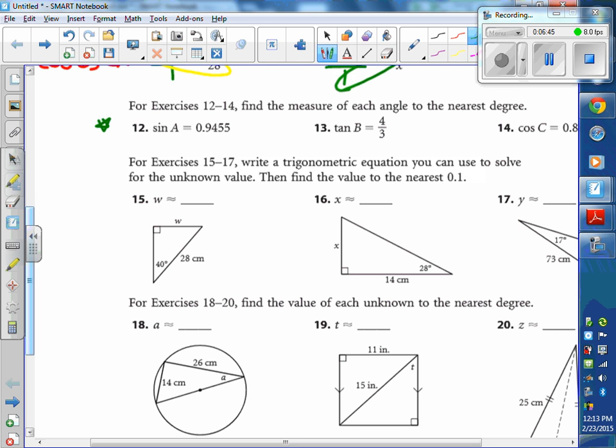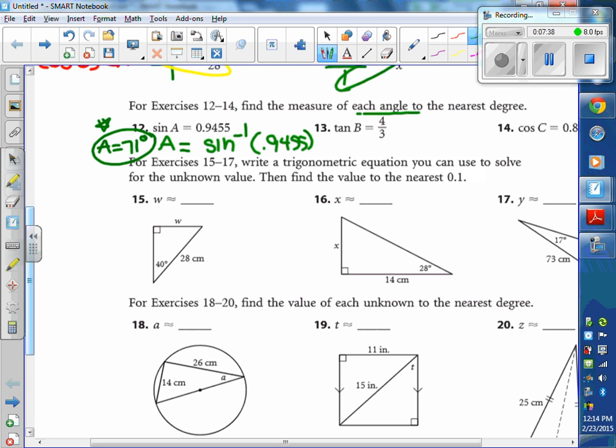Here on number 12, you're just finding A. So you have to go backwards. Remember we did that last week. You use the inverse function. So sine inverse of 0.9455. When you're looking for the angle, you have to use the inverse function. Find the measure of each angle. So if you're trying to find the angle, it's always the inverse function. On your calculator, you would hit second sine, and then put in 0.9455, and you should get 70.996. So to the nearest degree, A would be 71.